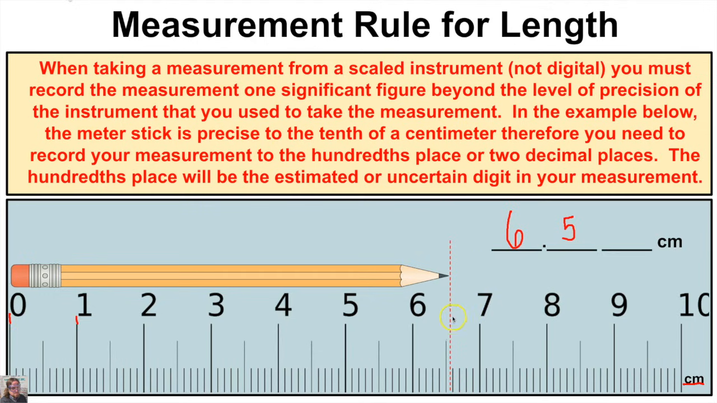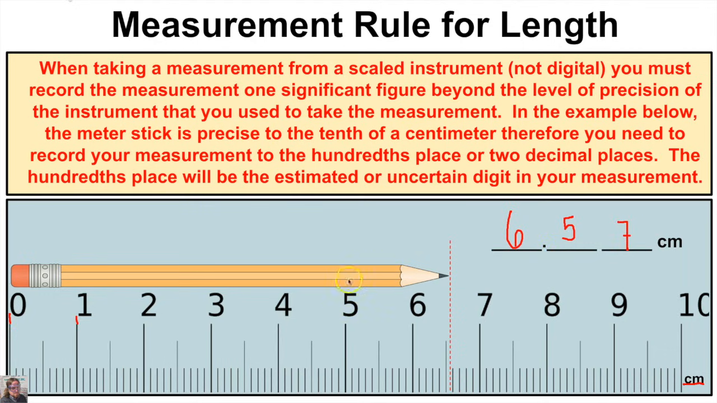But now, because our meter stick is precise to the 10th place, we have to go one significant figure beyond that. We have to estimate what the 100th place is going to be. If this is 6.1, 2, 3, 4, 5, we can see that this red dashed line is not quite to the 6.6 line, it's a little bit shy of that. So it's a little bit more than halfway. So we might say that this is 6.56 or 6.57 centimeters. So we'll call this 6.57 centimeters.